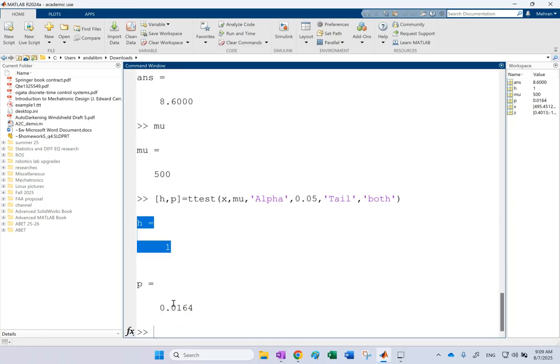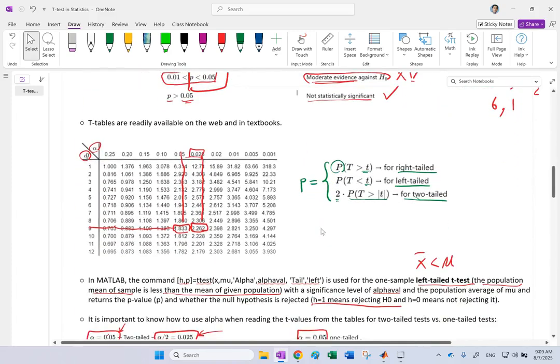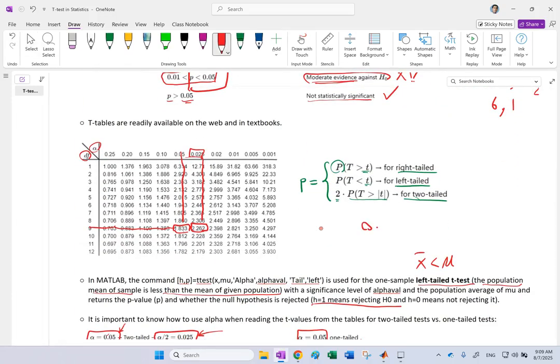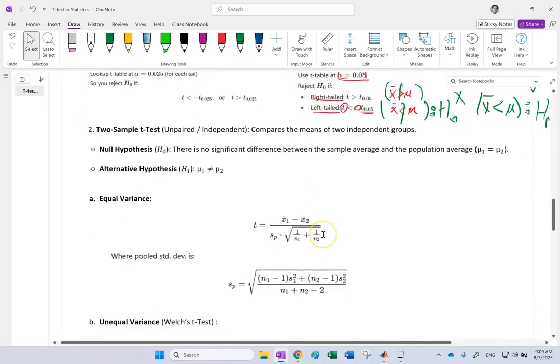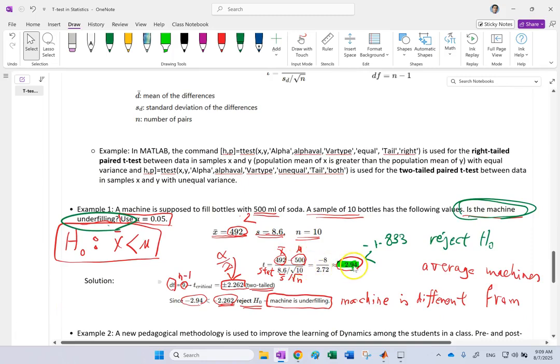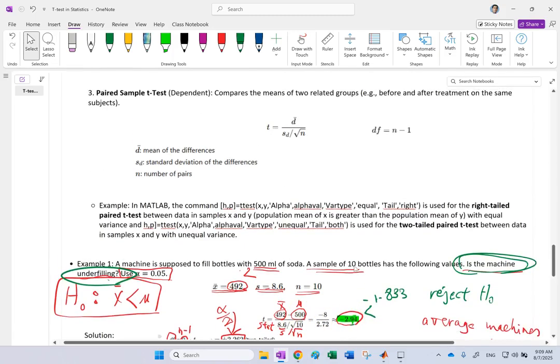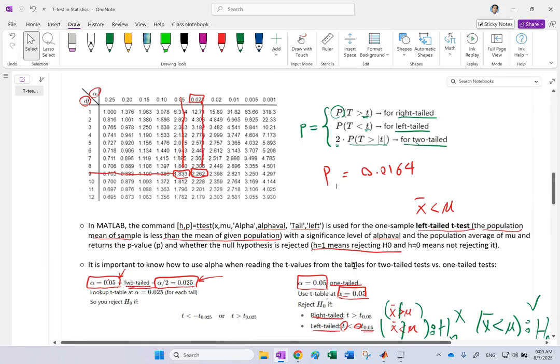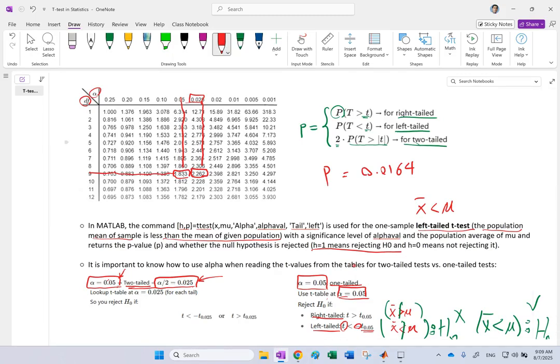Now you might say, what if... First, let's look at this number. Where did they get this 0.0164? Where did they get this number from? So for a two-tailed t-test, the number was 0.0164. This is the p-value that I got. How do I get it from this p-table? So look here. Remember the t-stat that I had in this case. The t-stat was 2.94. So here, if I go and look at my t's for degrees of freedom of 9.